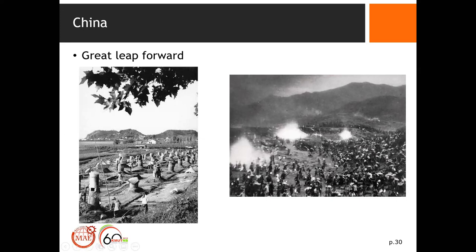And on the left, it shows the furnace for the iron industry. They make iron out of this small furnace. And you can find the small furnaces all over the country and all over the farms. Right? This is a farmer. And the government tried to encourage farmers to do farming at the same time as making iron. On the right, you can see people gathering together to produce iron.